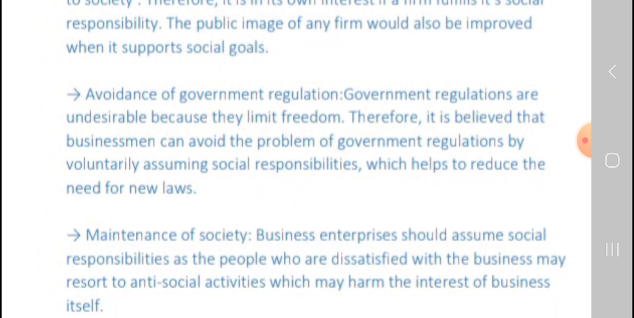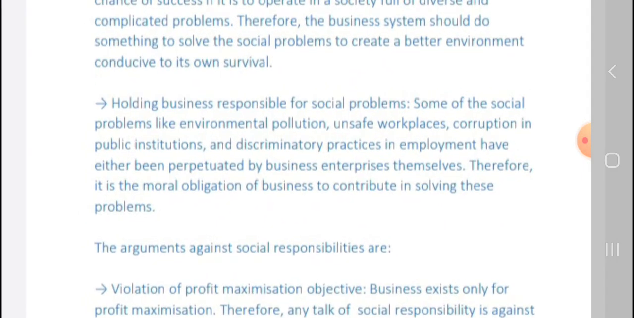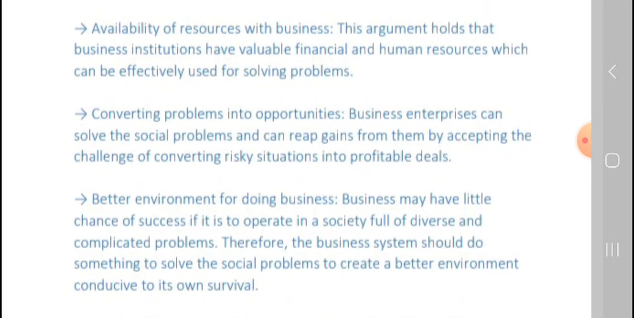Next, avoidance of government regulations. Government regulations are undesirable because they limit freedom. Therefore, it is believed that a business can avoid the problem of government regulations by voluntarily assuming social responsibility, which helps to reduce the need for new laws and the maintenance of society. Business enterprises should assume social responsibility, as the people who are dissatisfied with the business may resort to anti-social activities which may harm the interest of business itself.